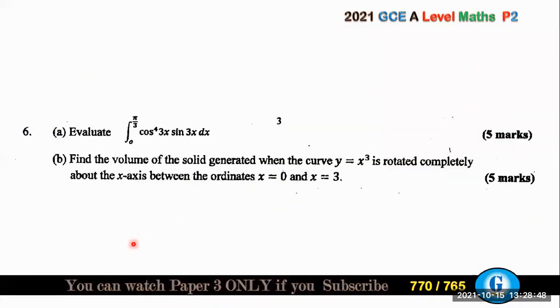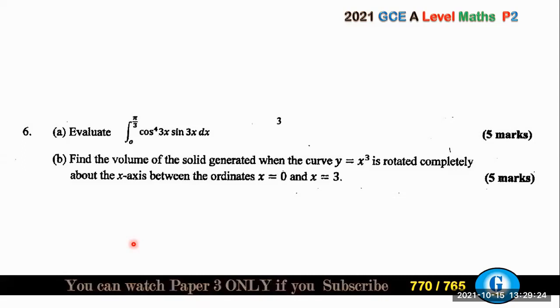Question 6. Evaluate the integral from 0 to pi on 3 of cos^4(3x) sin 3x dx. Note that cos to the power 4 of 3x is the same as (cos 3x) all to the power 4. B, find the volume of the solid generated when the curve y equals x cubed is rotated completely about the x-axis between the ordinates x equals 0 and x equals 3.